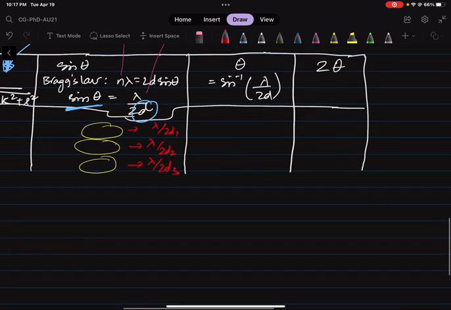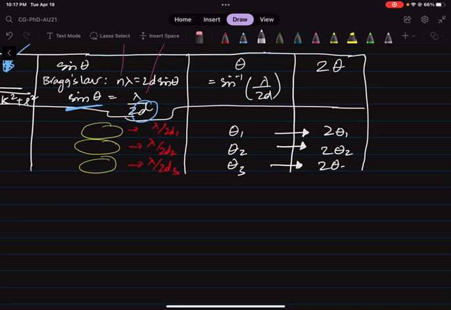All right. And then you can take the arc sine of it, or sine inverse, and you'll get theta 1, theta 2, theta 3. Multiply it by 2. You should get 2 theta 1, 2 theta 2, 2 theta 3.